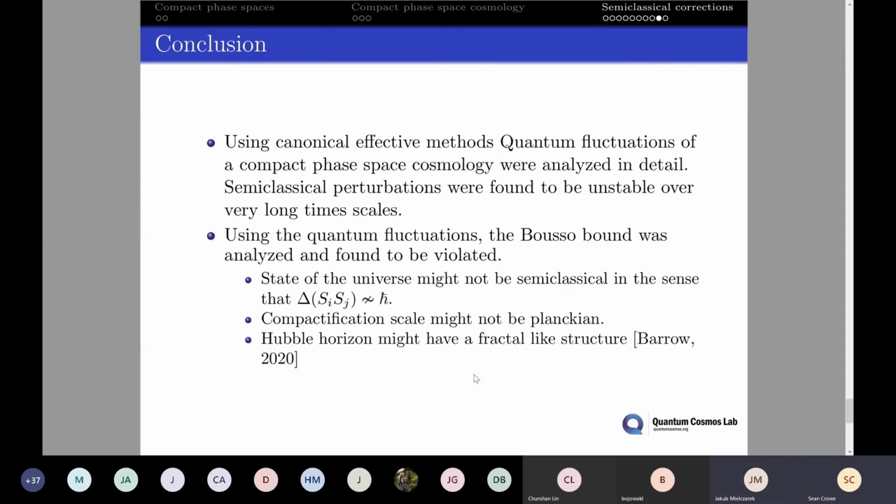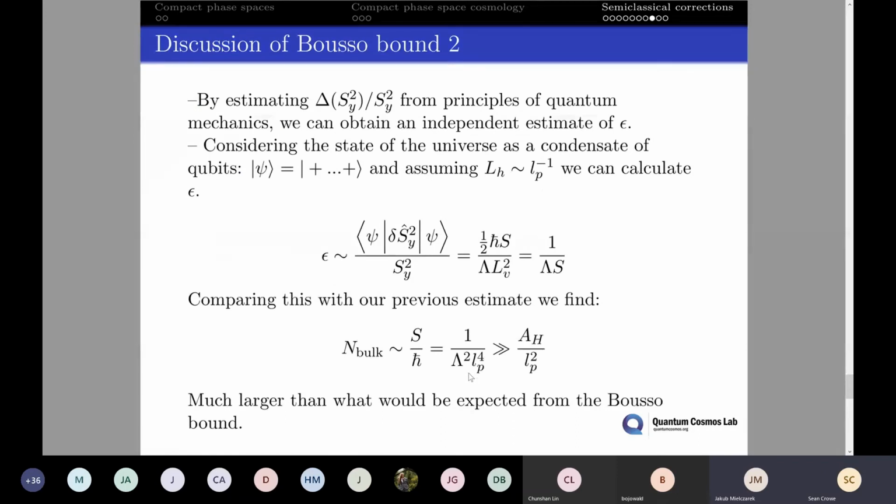Sean, there is a question from Sudo. Go ahead, Sudo. So the S here is the entropy in your equation? S here is the compactification scale. The compactification scale, right? Okay.